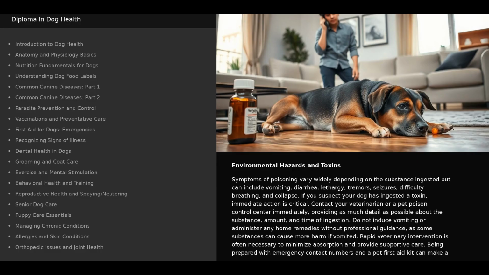Contact your veterinarian or a pet poison control center immediately, providing as much detail as possible about the substance, amount, and time of ingestion. Do not induce vomiting or administer any home remedies without professional guidance, as some substances can cause more harm if vomited. Rapid veterinary intervention is often necessary to minimize absorption and provide supportive care. Being prepared with emergency contact numbers and a pet first aid kit can make a life-saving difference.